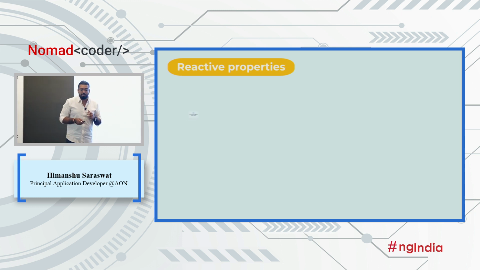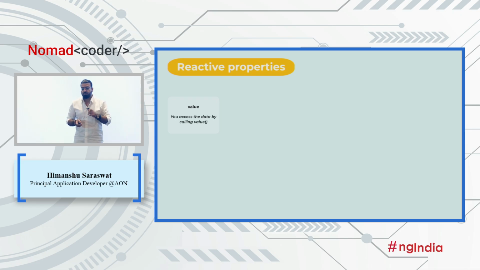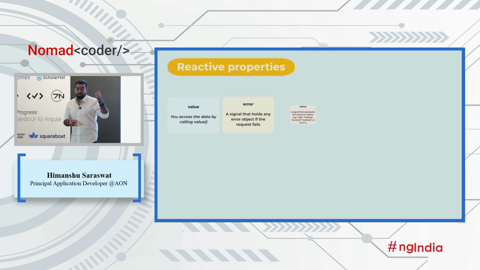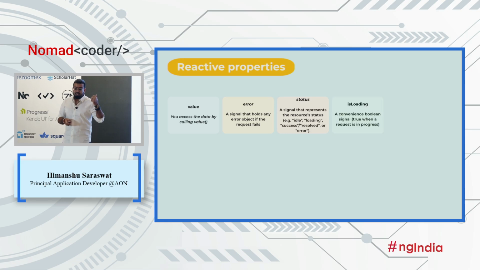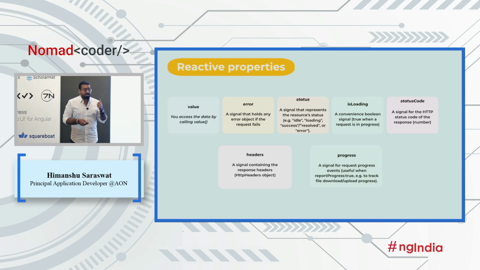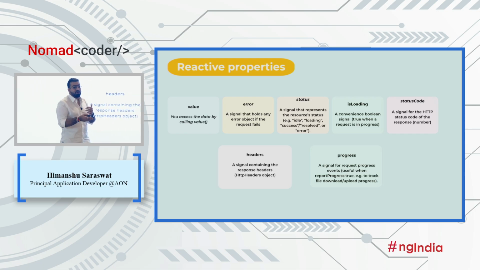Certain reactive properties, right? It exposes a lot of signals out of the box whose values you can leverage. The value signal is the actual result that is held in the HTTP resource. Similarly, you get error, status, is loading, status code, headers, and progress. Progress is the most interesting one. So if you come across a need to show the download progress or upload progress to your UI client, this is what you're going to be using.